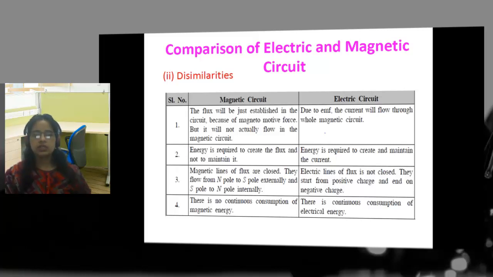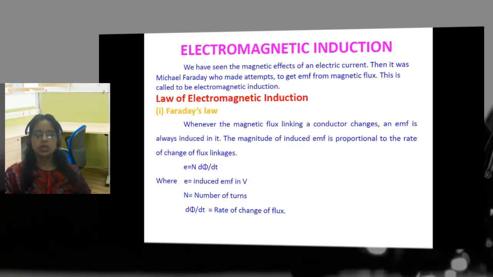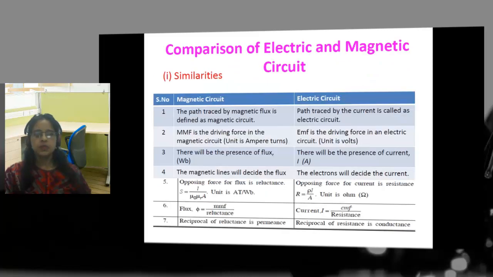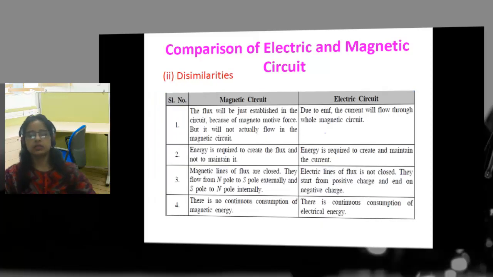There is no continuous consumption of magnetic energy. There is continuous consumption of electrical energy. So in magnetic circuit, continuous consumption of magnetic energy is not there, but in electric circuit, continuous consumption of electric energy is there. Okay, so these are certain dissimilarities between the magnetic circuits and electric circuit, and also similarities between magnetic circuits and electric circuits.